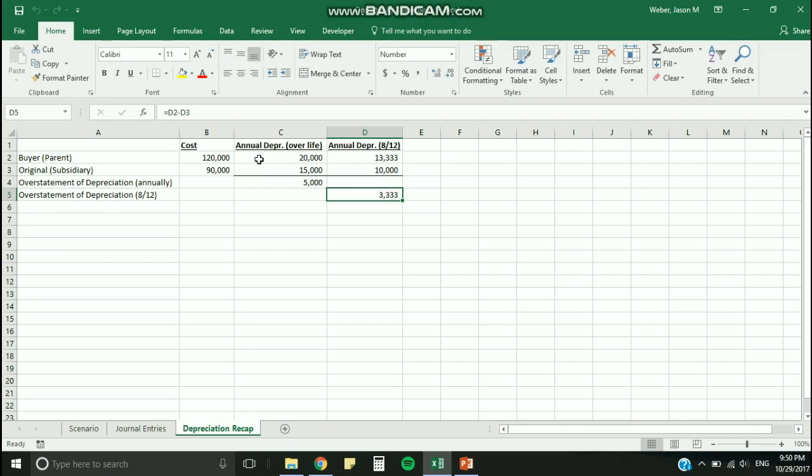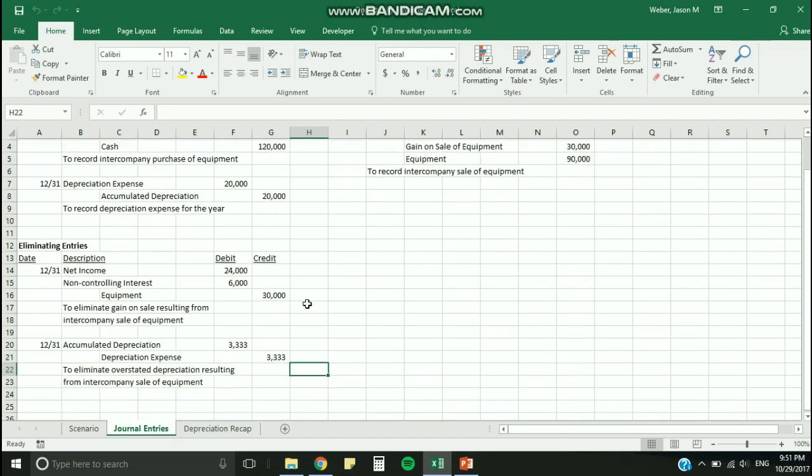Now, had this been a full year, the parent would be depreciating the equipment by $20,000, which would be $120,000 divided by 6 years of its life. The subsidiary would have been depreciating the equipment for $15,000. However, because the purchase was made on May 1st, we have to account for depreciation for 8 of the 12 months of the year. So instead of $20,000, the parent will be depreciating $13,333. And the subsidiary would have been depreciating $10,000. However, this still leads to an overstatement of depreciation of $3,333 for the year. So let's go ahead and take a look at our eliminating entries and how depreciation and the gain on sale are treated.